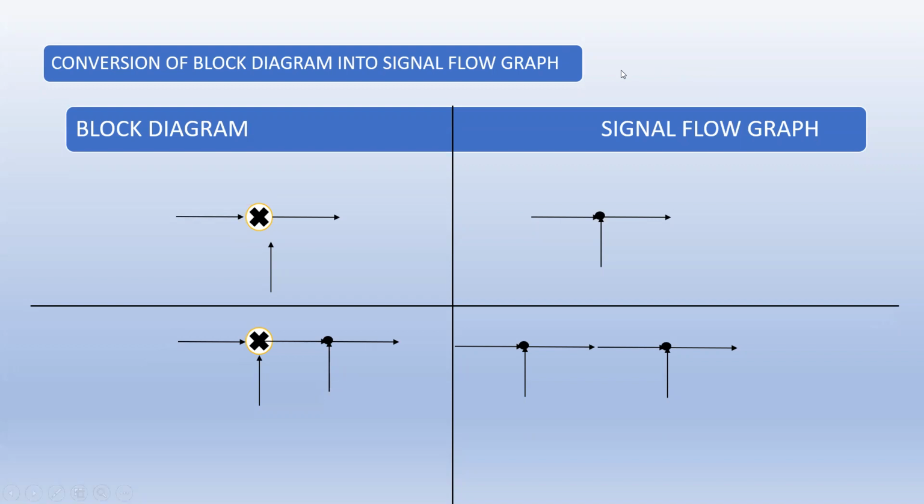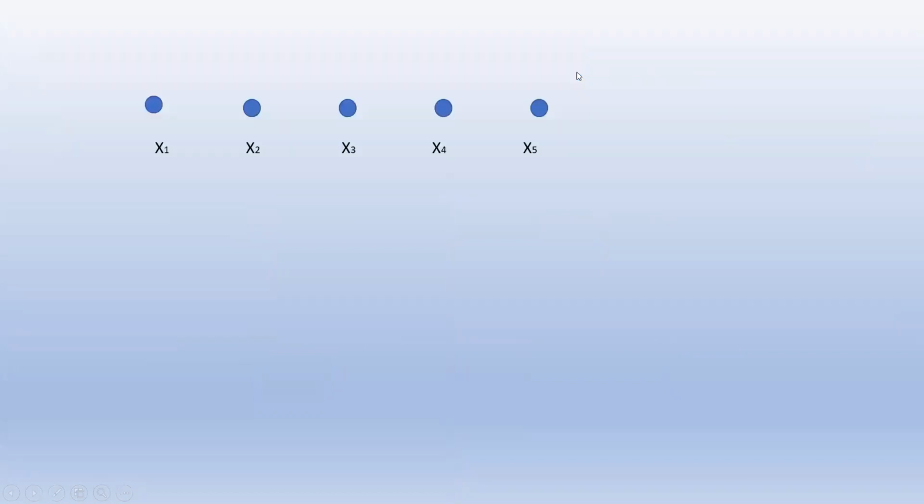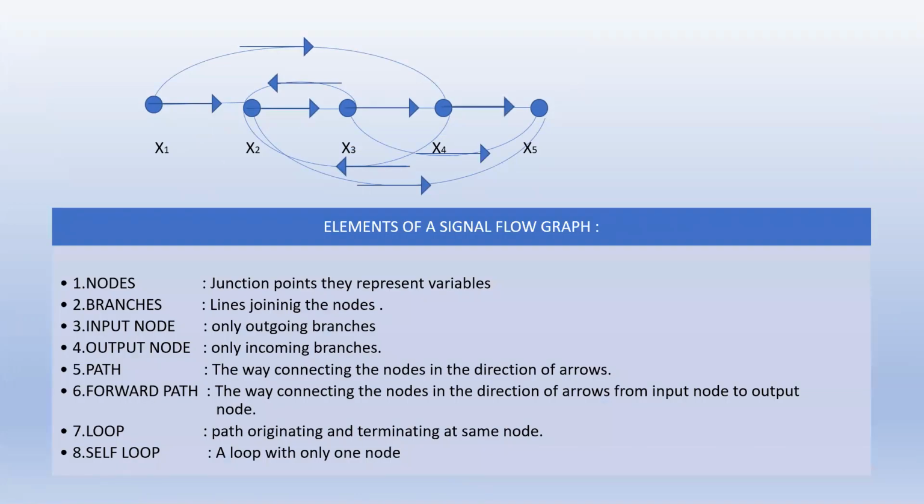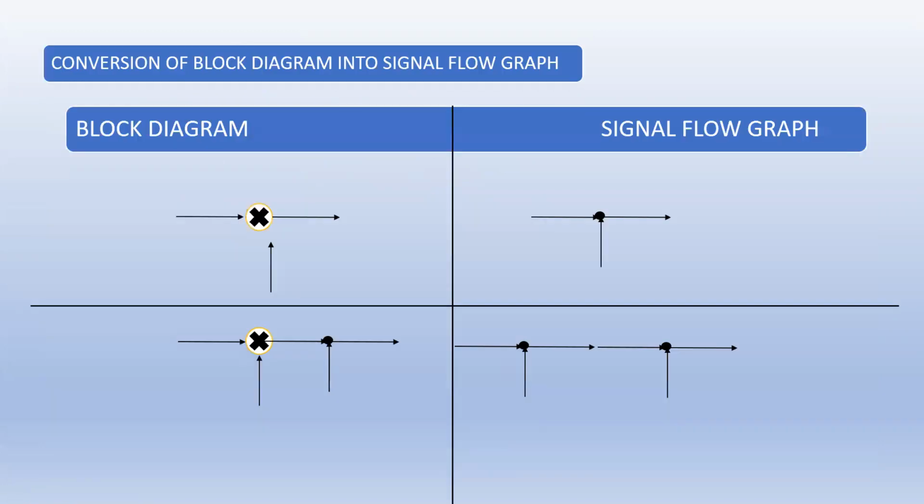In the last video, we discussed how we can convert any system of linear equations into a signal flow graph, and we solved a problem based on the equations. We can set the arrows, and thereby we discussed the elements of a signal flow graph, which I have already discussed in the last class.